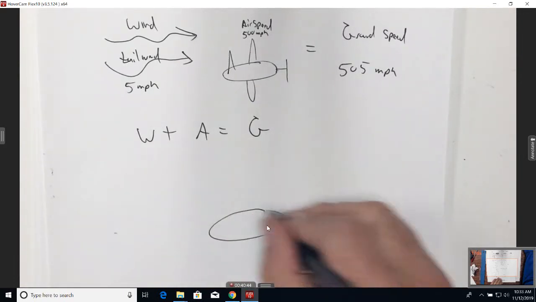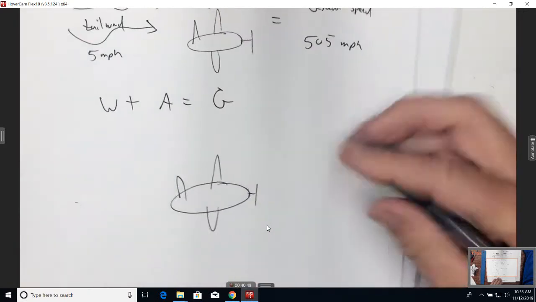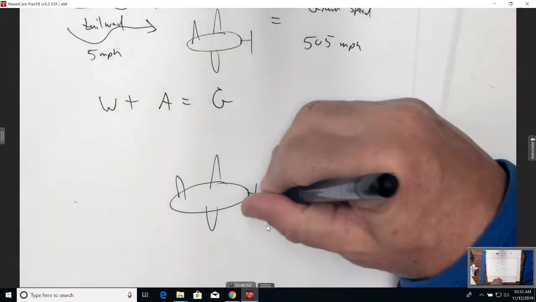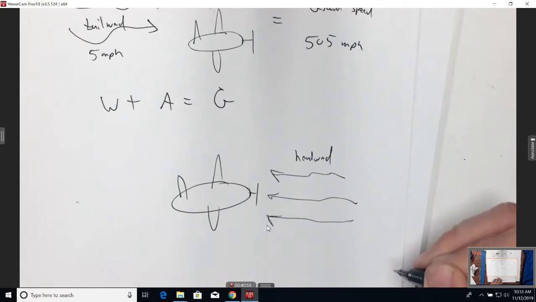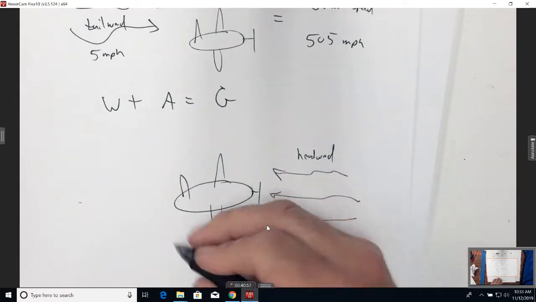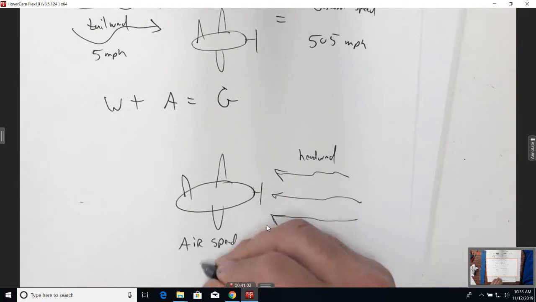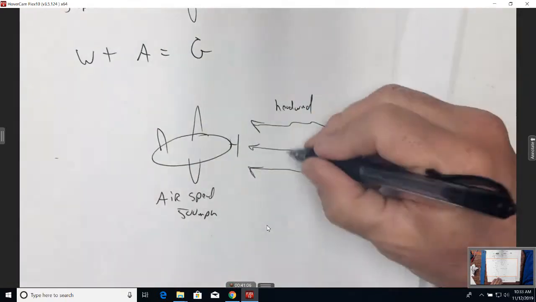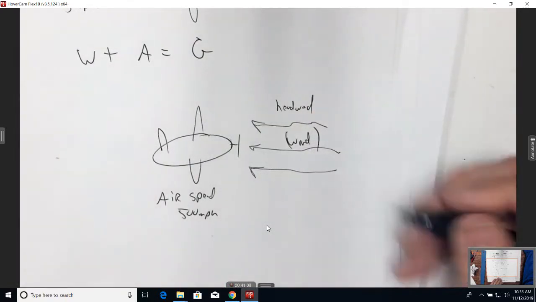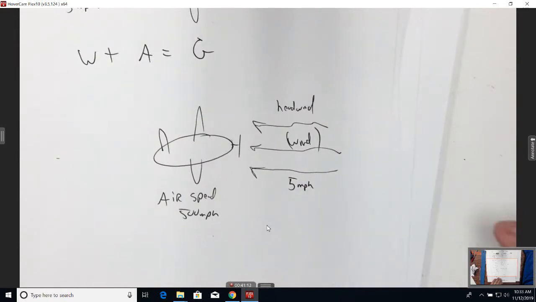So I'm going to try to draw that same airplane. Right? Doesn't look very good. But sometimes the wind blows in your face. That's called a headwind. Okay, so it's going to push the airplane down. So the airspeed now is 500 miles per hour, and the wind speed is 5 miles per hour, this time it pushes against you.